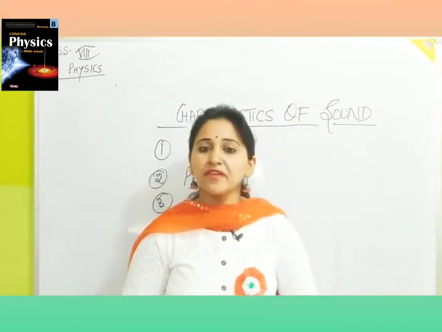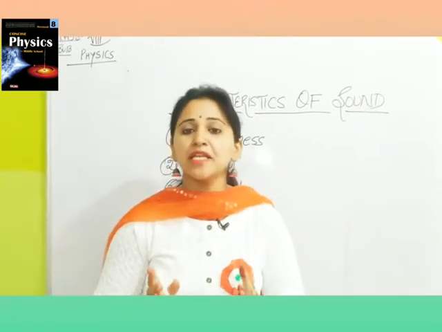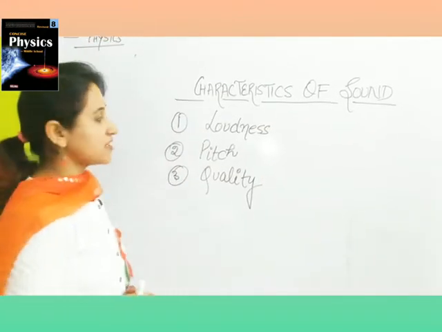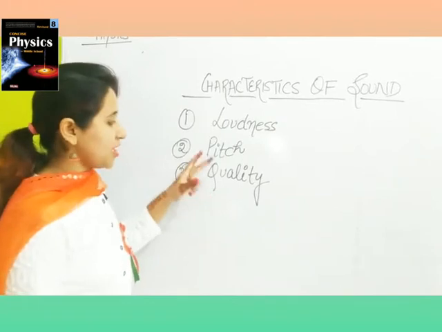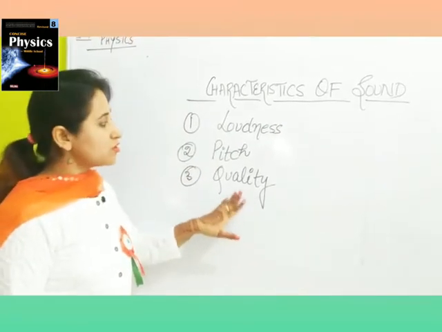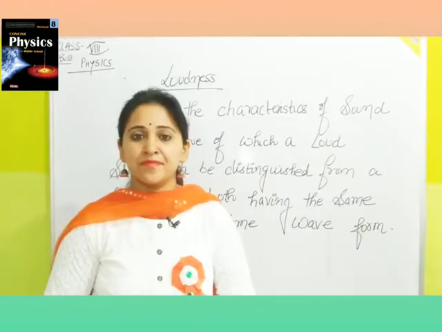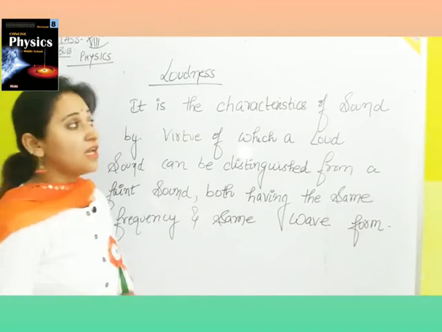Now, sound waves are characterized by amplitude and frequency. Depending upon the amplitude and frequencies, the characteristics of sound are classified into three different groups: loudness, pitch and quality. So, today we will discuss the topic loudness. Now, the characteristics of sound. The first characteristic of sound is loudness.